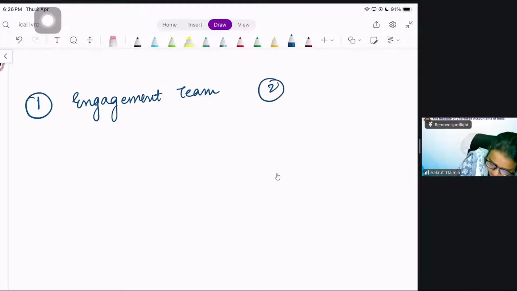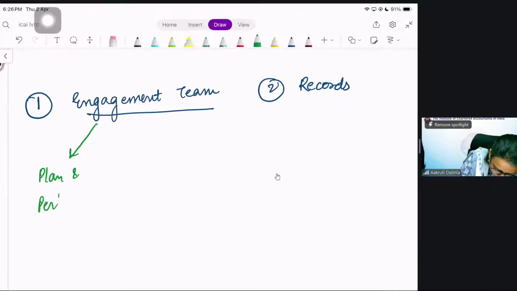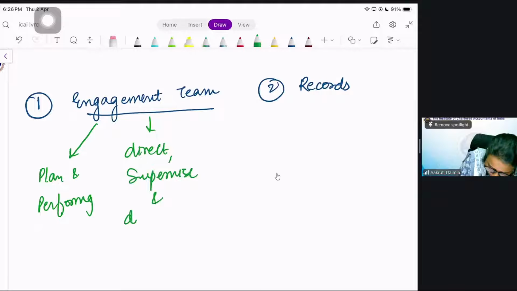And second is records. Okay. So in engagement team, 3 points will come. It helps you in planning and performing the audit. Planning and performing हो रहा है तो direct, supervise and discharge your functions. And third, it helps to create accountability.